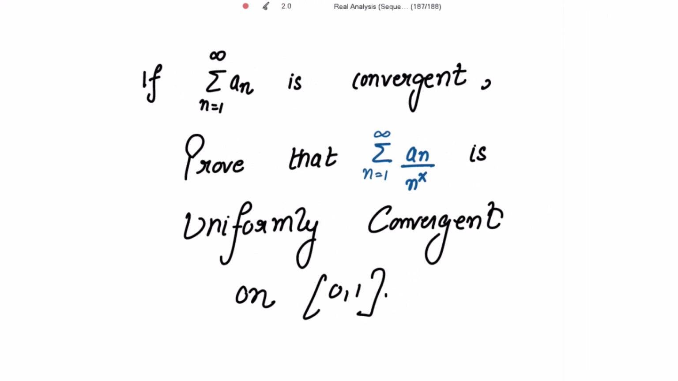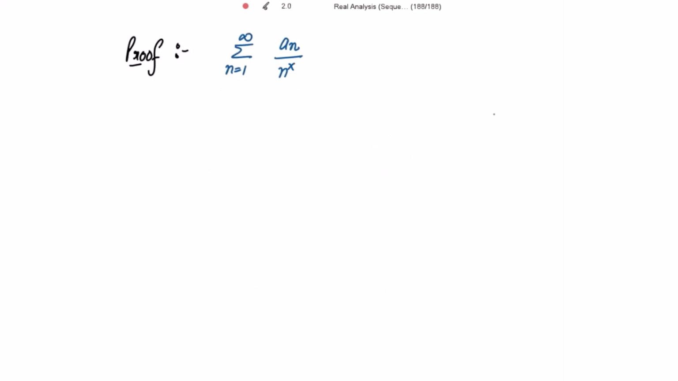If the infinite sum on an is convergent, then we have to prove that the infinite sum on an divided by n to the power x is uniformly convergent on the closed interval 0, 1. So here we are going to use Abel's test. This is the given series which we need to show is uniformly convergent on the closed interval 0, 1.